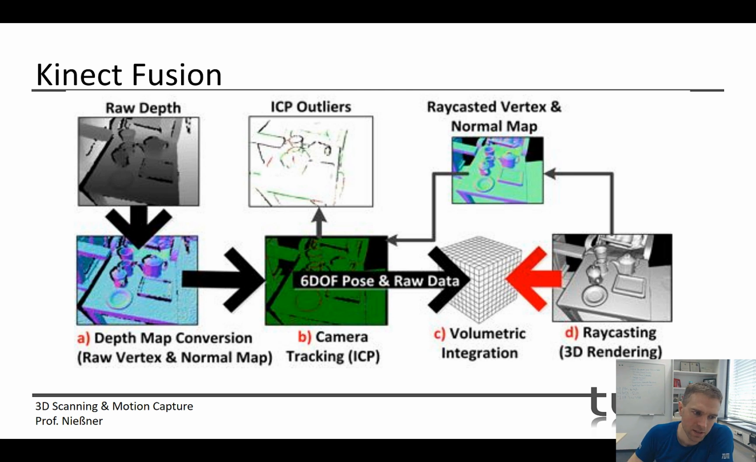The pipeline of Kinect Fusion is: take a raw depth image, filter it a bit, do an ICP with respect to the current volume. The ICP is done with respect to the raycasted version of the current volume. Then you compare the raycasted depth with the current input depth map. You have a bunch of ICP outliers. Then you get a six-DoF camera pose. You integrate it into the current volume. You go to the next frame. Real straightforward.